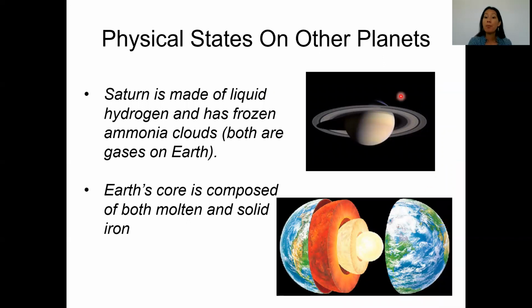For example, the planet Saturn is made of liquid hydrogen and has frozen ammonia clouds. Hydrogen and ammonia on Earth are both gases. The Earth's core is composed of both molten and solid iron. So most of the steel that's constructed is iron. Steel is iron, sometimes doped with other metals. So that's a solid, but depending on the pressure and temperature, you can get molten, which is essentially liquid iron.